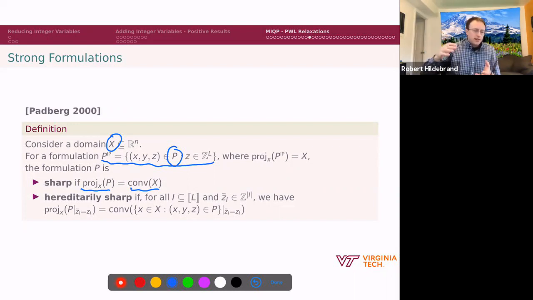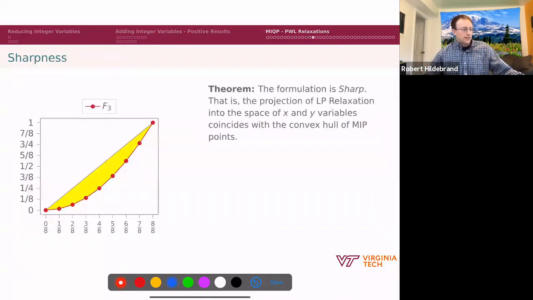Now the next step up is called hereditary sharpness. And this idea kind of stems from looking at a branch and bound tree. So if I were to actually fix one of my integer variables to some value, so we'll look at the projection after I fix some integer variables, do you still retain this convex hull property? And it turns out this is going to be true for our scenario. Okay, so let me show you some pictures and some proof ideas and hopefully some interesting things here.